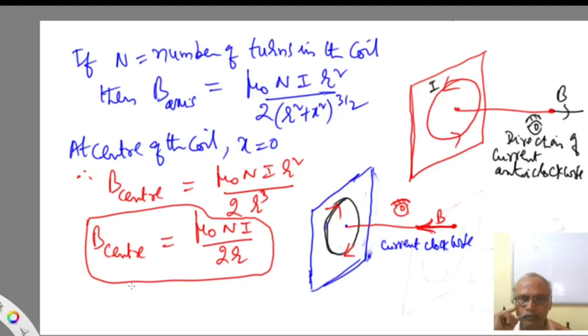What is N? N is the number of turns in the coil. If a coil is made with 50 turns, then you have to write N equals 50. If they say the number of turns in the coil is 100, then you have to write N equals 100. Okay?